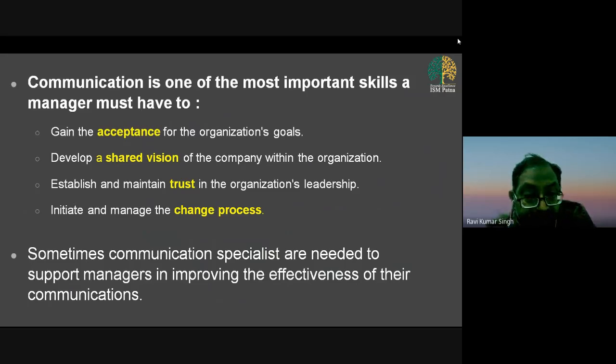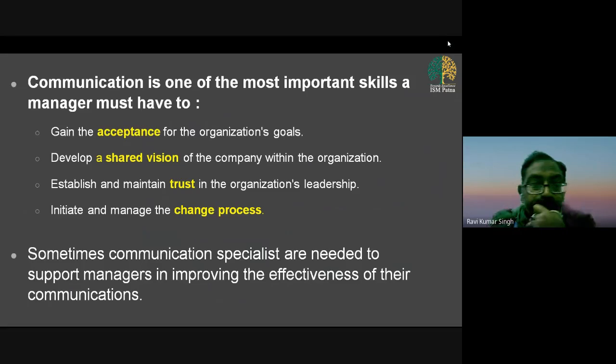The reasons for communication: number one, to gain acceptance for the organization. Until and unless your target audience accepts the mission, vision, and objective of the organization, it becomes difficult for them to operate. So the managers have to convince the audience that they must accept the organization's goal, then develop a shared vision.